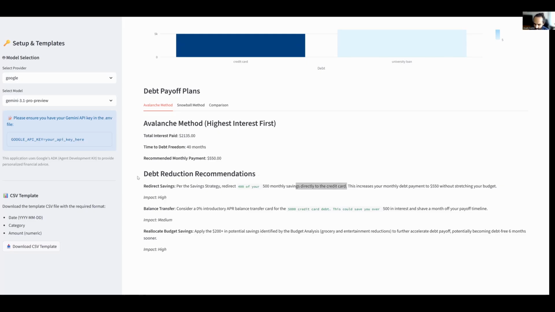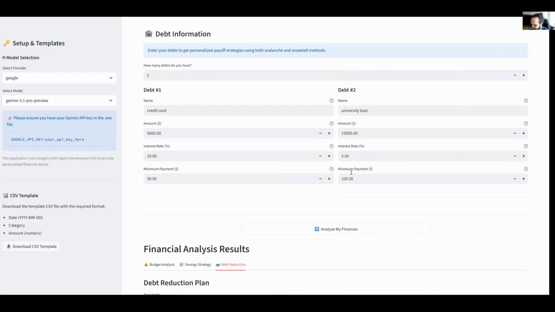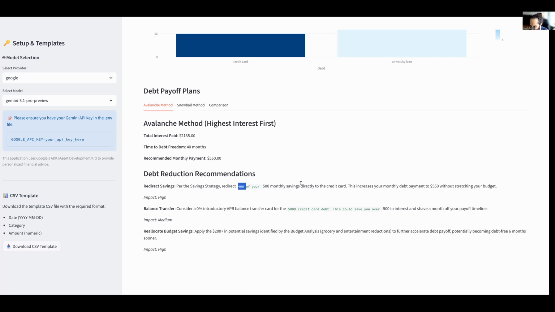So for the first recommendation, we have the same that we had in the previous agent, which is to redirect 400 of the 500 monthly saving to pay directly the credit card. It increases the debt payment to 550. This is maybe the summation of these 400 and the 150 that we are paying monthly for the university loan and the credit card. 100 plus 50, so it makes it 150 plus the 400, it makes it 550.